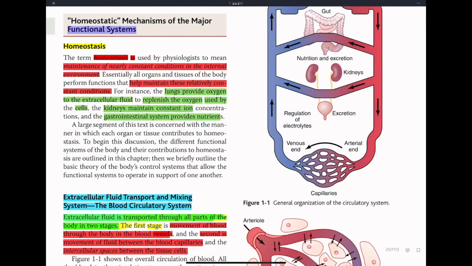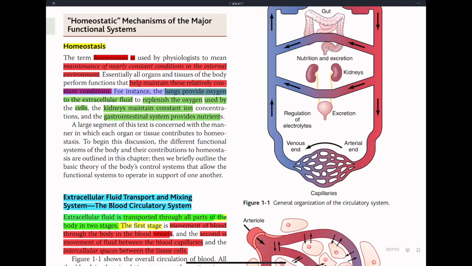In terms of the major functional systems: homeostasis. The term homeostasis is used by physiologists to mean maintenance of nearly constant conditions in the internal environment. Essentially, all organs and tissues of the body perform functions that help maintain these relatively constant conditions.